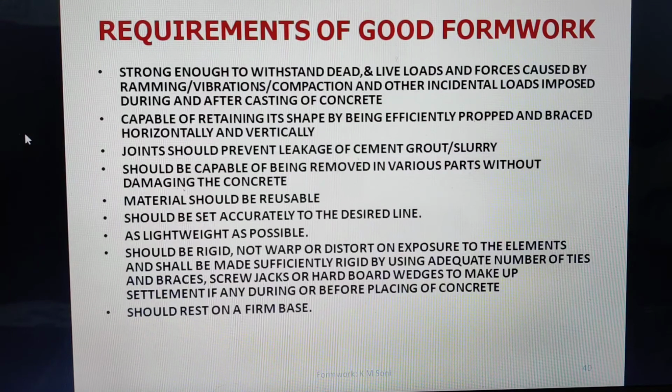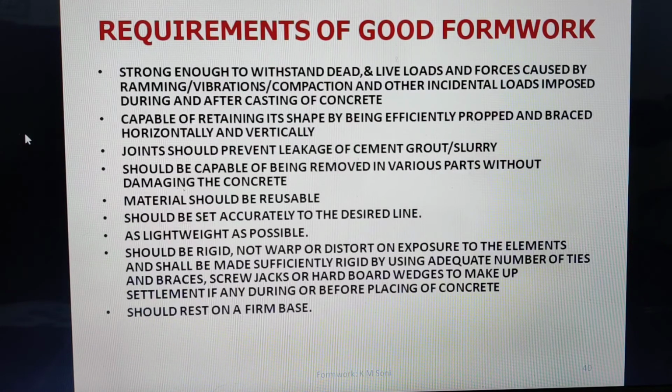And then the requirement of good formwork, if we talk, then it should be strong enough to withstand dead load and live load and forces caused by even ramming, vibration, compaction. Those are also to be considered. And other incidental load, as I told, imposed during and after casting of concrete. And it should be capable of retaining its shape. That is important, by being efficiently propped and braced horizontally and vertically.